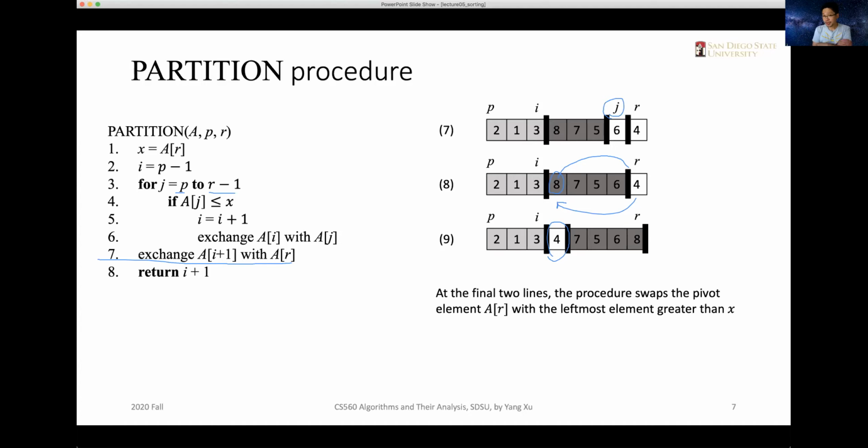So now, if we look at the array, we find that the pivot is in the middle, and everything to the left of it is elements 2, 1, 3, and they are smaller than the pivot 4. And everything on the right is 7, 5, 6, 8, and they are greater than 4. Okay, this is what we need. That's all we need before carrying out the next recursive calls of quicksort.